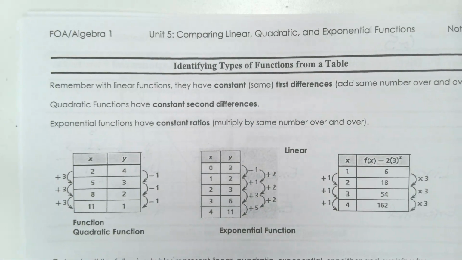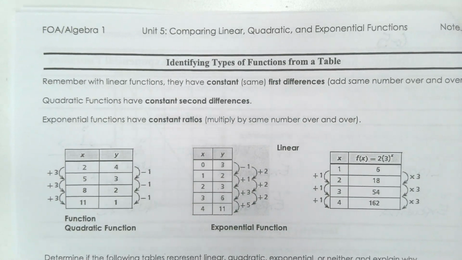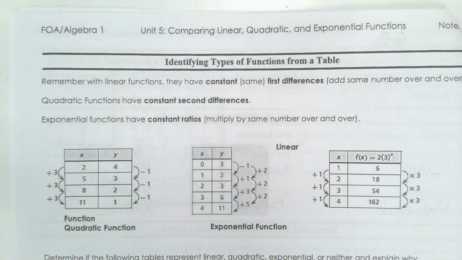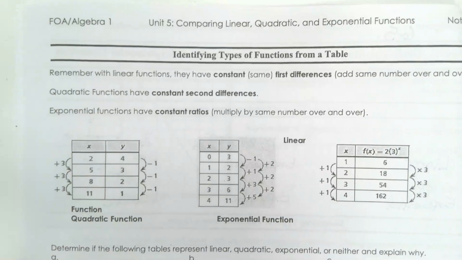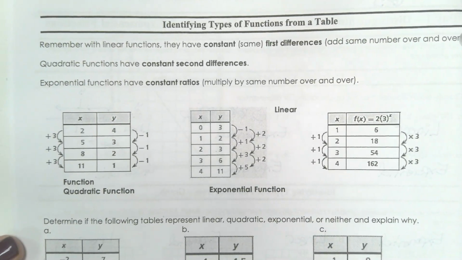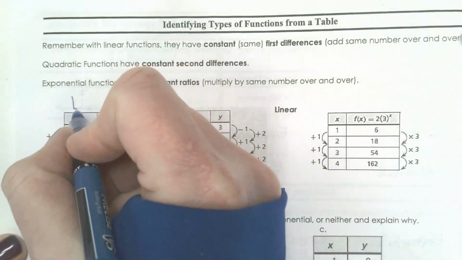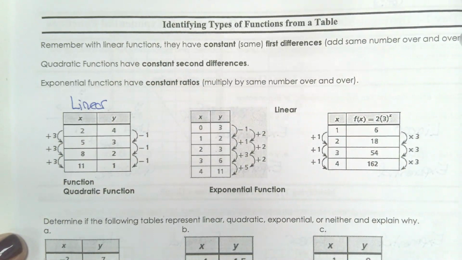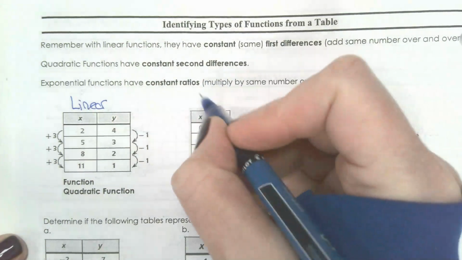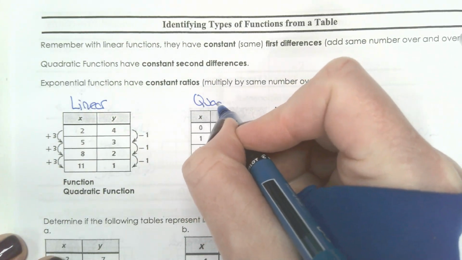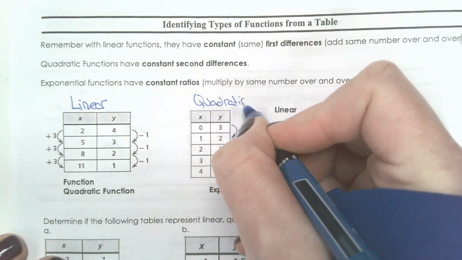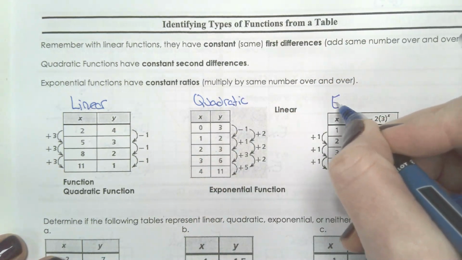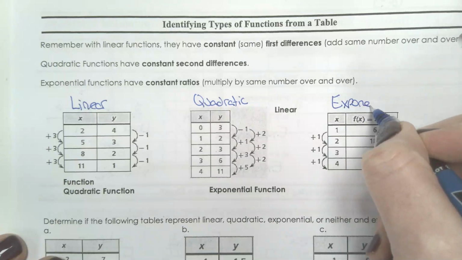All right, so we're going to move on to the next part, and we're going to learn how to identify a function from a table. So on this print-off, there were lots of typos that ended up happening. This first one, linear was supposed to be at the top, so let's put that there. And in the middle one, we have quadratic. And this last one here is exponential.